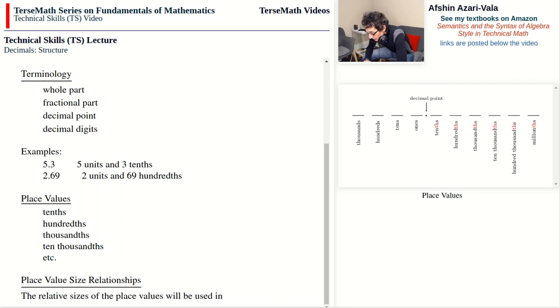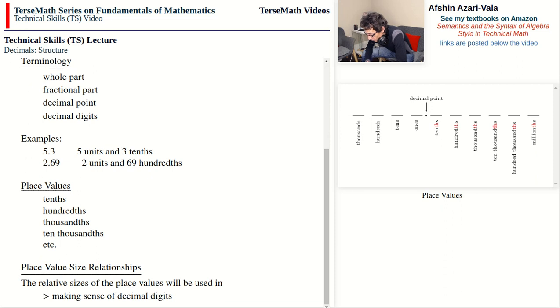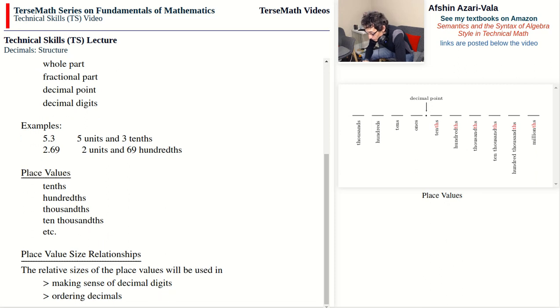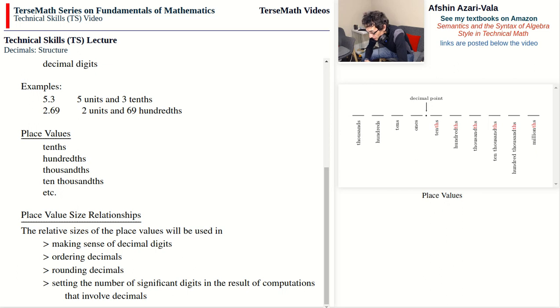And as I said, the concept is used to justify both the introduction of new concepts with decimals, as well as the algorithms that we use, as examples of those, in making sense of decimal digits, which are the digits on the right side of the decimal point, as I introduced earlier in this video. In ordering decimals, again, place value size relationships become important in understanding how we order decimals. In rounding decimals, we use them to explain why we ask for a certain number of significant digits. This is a topic I will actually discuss in just a couple of minutes.